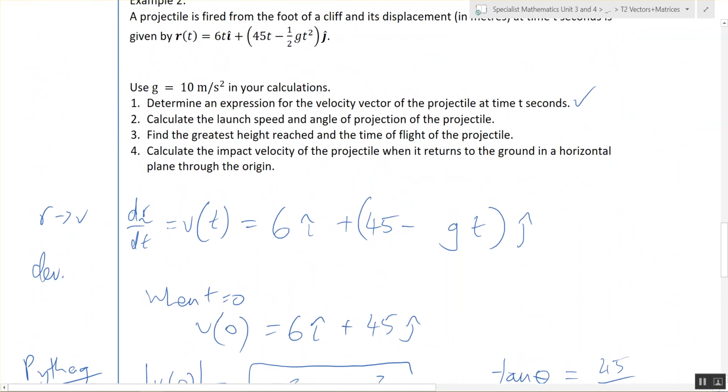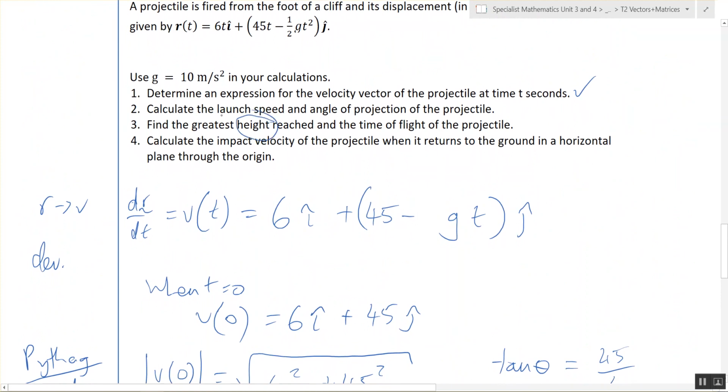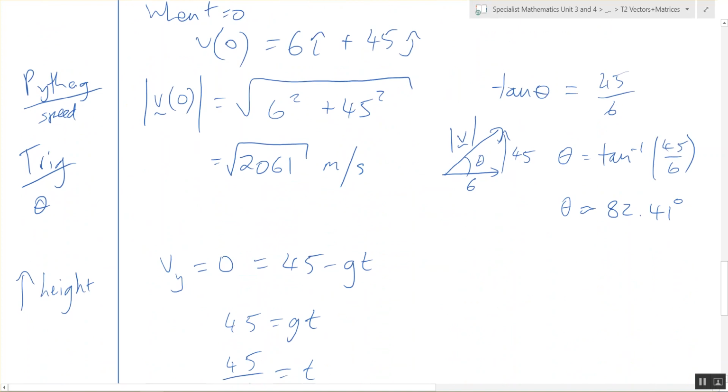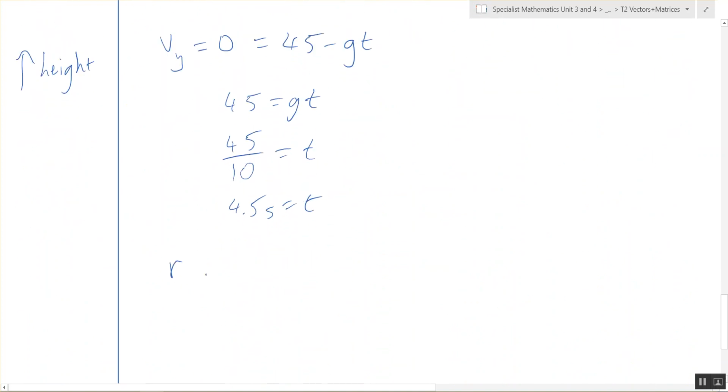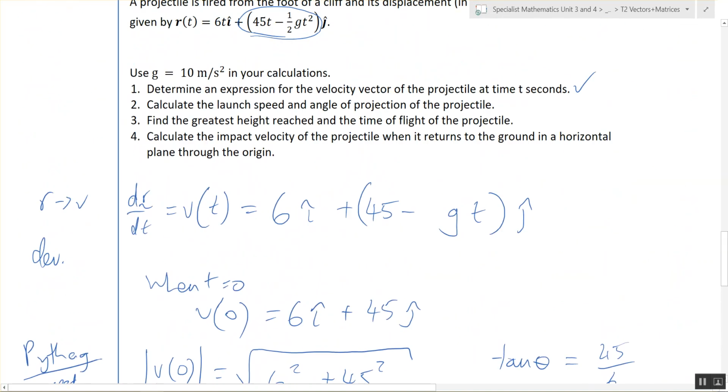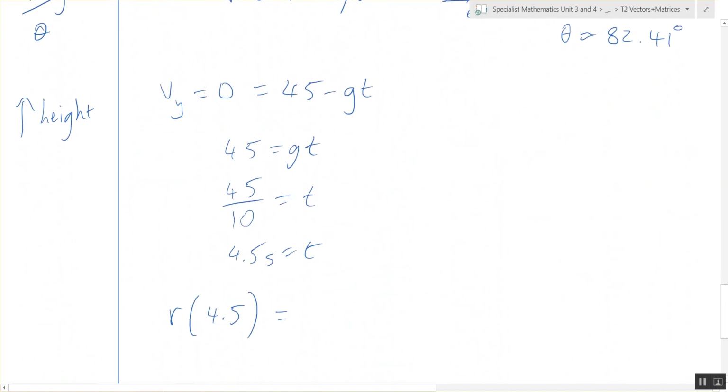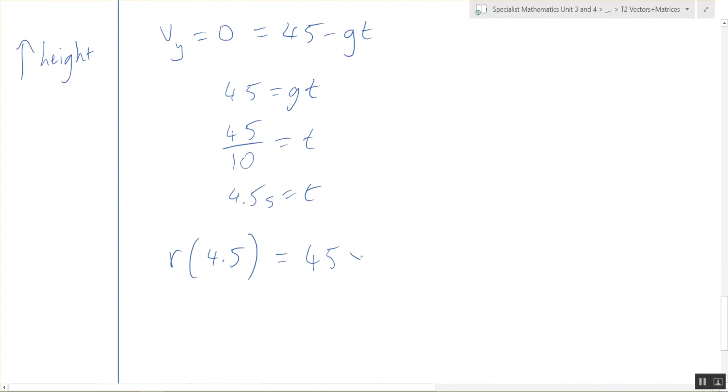Displacement. Which displacement do we put it into? Height is the j. So you put 4.5 into the j. What was the equation? 45t minus half g t squared. So wherever you see a t, you sub in the 4.5.